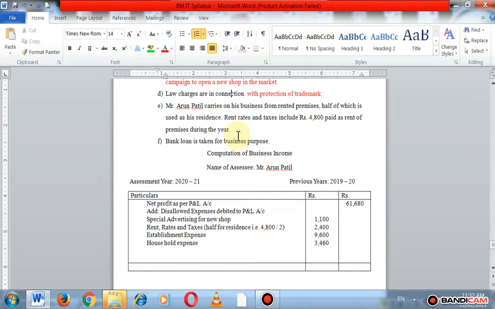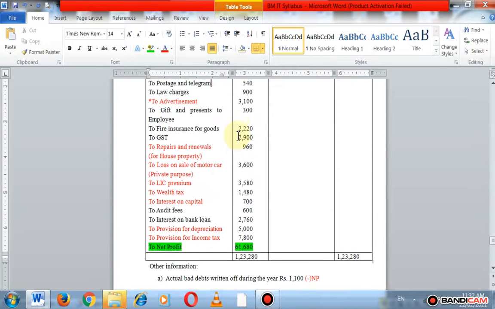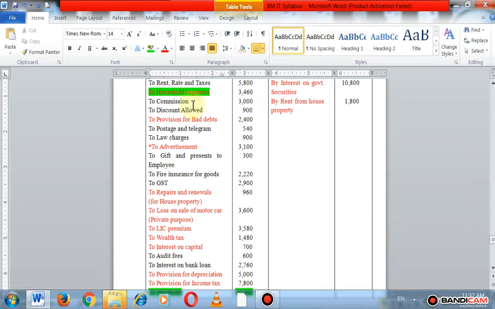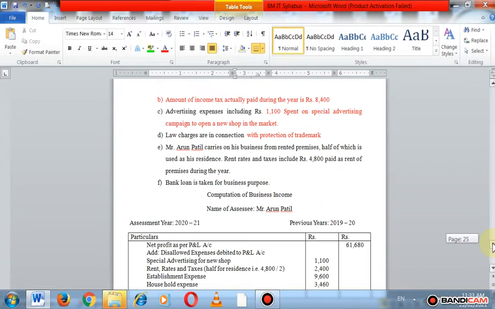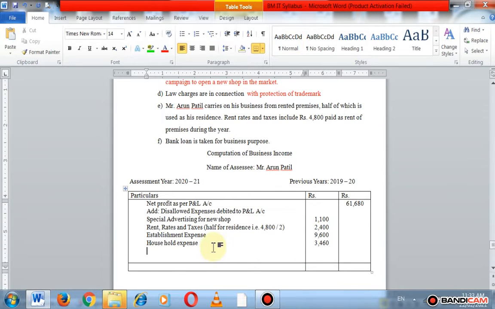Then provisions, so all provisions are disallowed. So provision for bad debts 2400. So add this 2400 in net profit. So here all provisions, 2400.